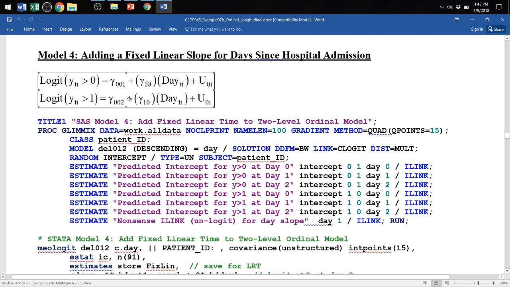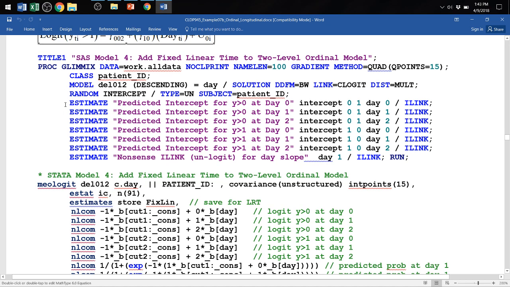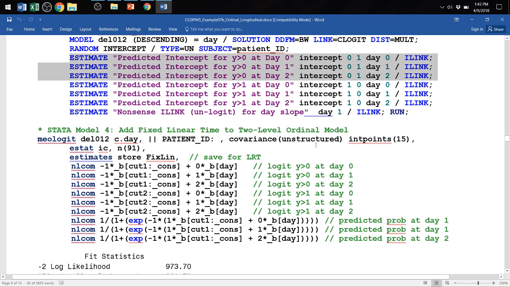And then here, I have a fixed linear effect of day, which does not have a third subscript. I'm trying to convey that this is the same fixed effect of day in both submodels. Likewise, my U0I does not have a third subscript. It is the same between models as well. So here's my fixed linear model. I'm asking it for some predictions for each of my two submodels to illustrate, again, the difference between logits and probabilities.